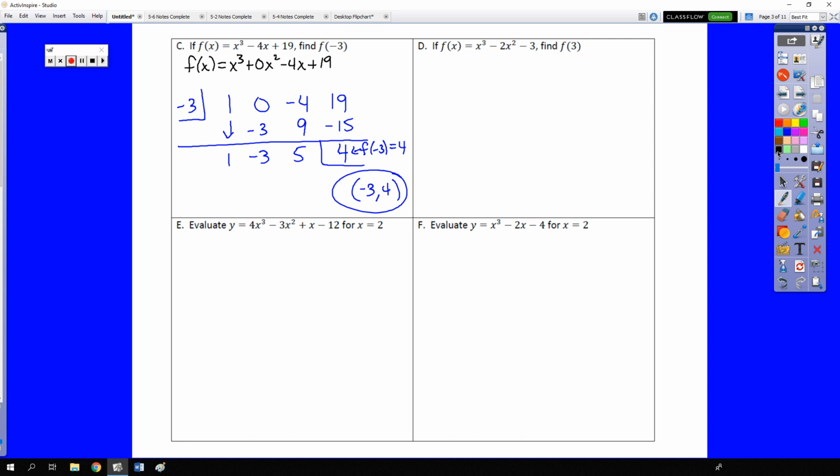Letter D is also missing a term, so in your head you need to realize that f of x needs to be written as x cubed minus 2x squared plus 0x minus 3. In the box is going to be 3. We always take that number we're evaluating, and that's the number that we put into our box. So 3 goes in the box. Outside the box go your coefficients: 1, -2, 0, -3.